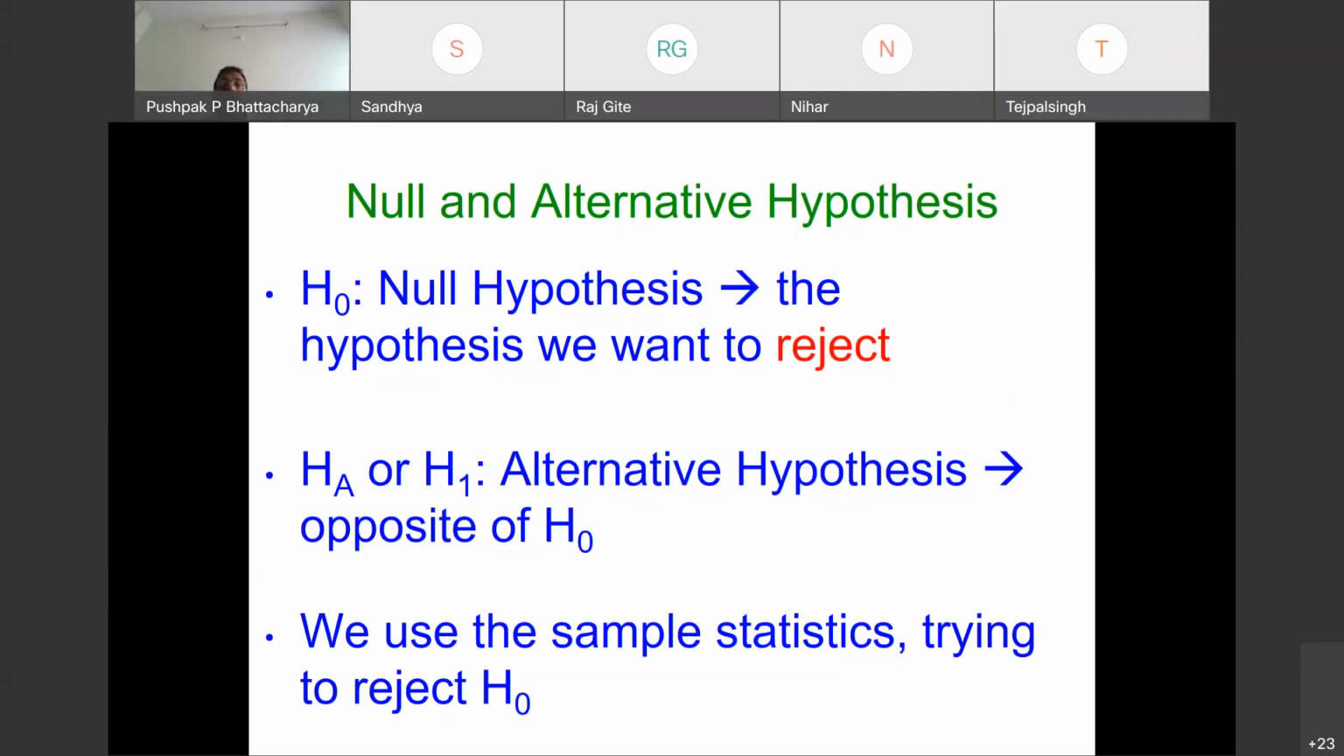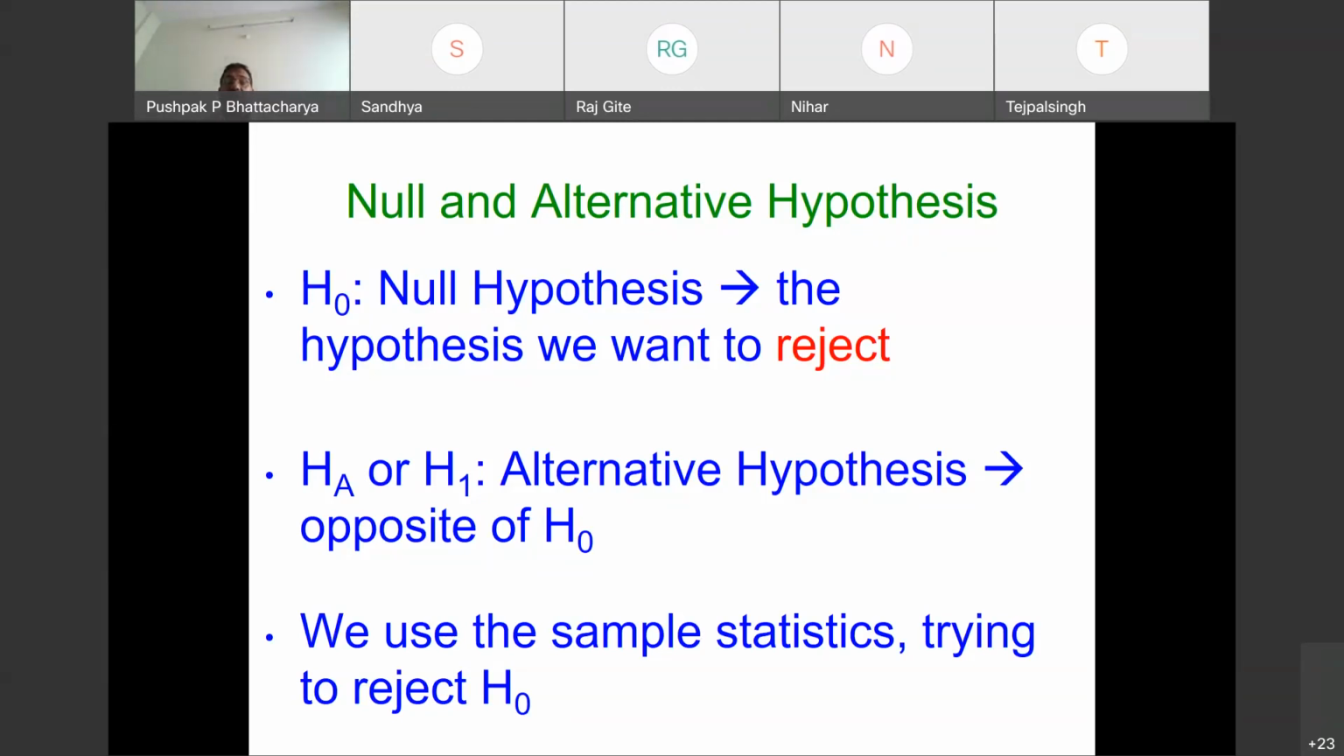We create a hypothesis with the explicit aim of destroying it. So this is a very ironical situation, right? We create a hypothesis and we want to destroy this creation. That's a very strange position to take. So H0 is called the null hypothesis, the hypothesis we want to reject.